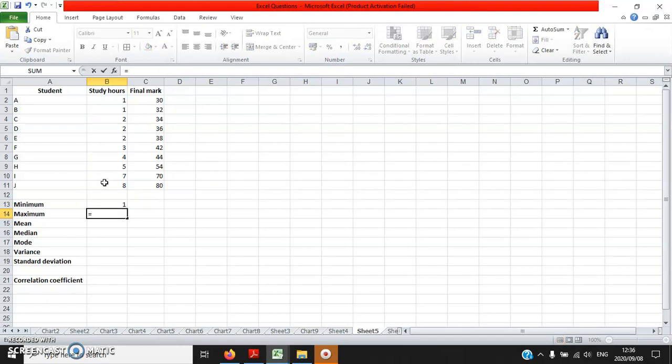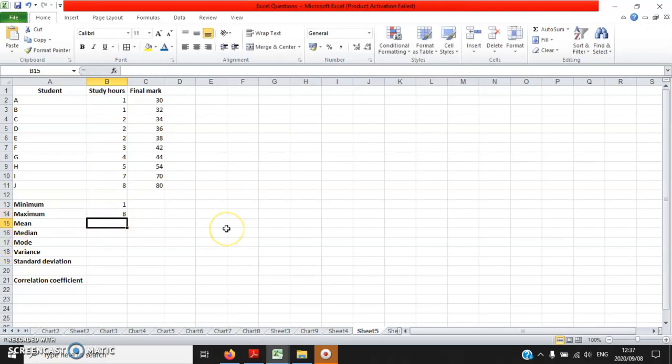And similarly for the next one, maximum study hours, you know the answer is 8 already. So equals maximum, open bracket, then the data range, and then close bracket. You know, in this Excel sheet, I deliberately sort the data from minimum to maximum. But in real life situation, this is not the case. So it will take a bit of time to use your pair of eyes to look for the minimum and maximum value.